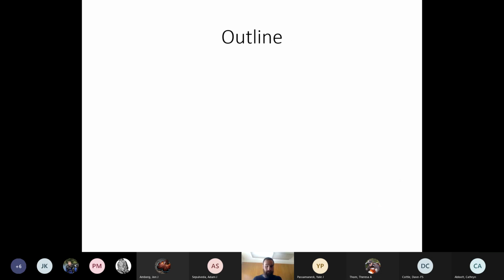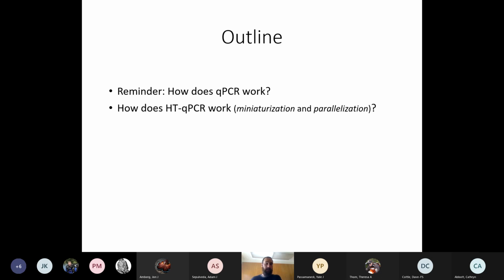So for the rest of the talk, I'm going to give you a little outline that I'm going to come back to help us keep things straight. First, I'm going to do a quick recap on how qPCR works, so we're all on the same page, and that'll help us to talk about how high throughput qPCR works. And the big keywords here are miniaturization and parallelization of qPCR. Then we're going to talk about how high throughput qPCR performs, benchmarking against single species qPCR.